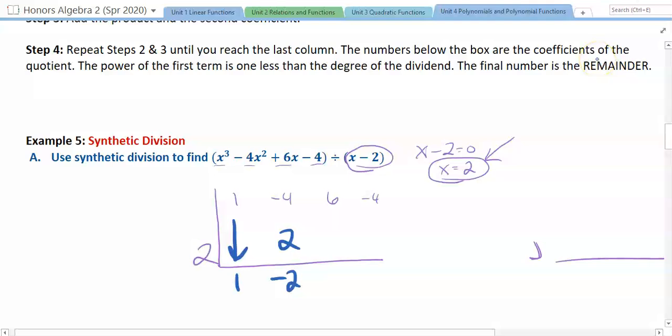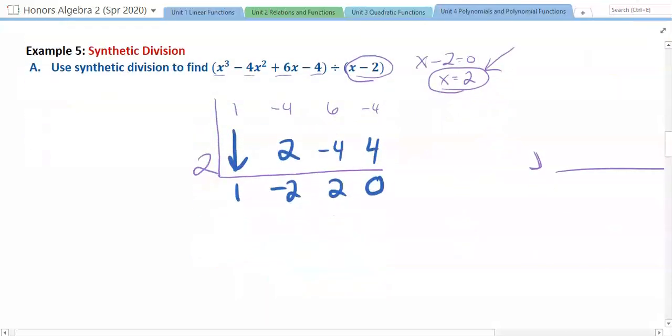So let's repeat the steps before we get to the rest of this instruction. So 2 times the negative 2 is negative 4. 6 plus negative 4 is positive 2. 2 times 2 is 4. Negative 4 plus 4 is 0. Okay, so now I've gotten all the way down to the end. The numbers below the box are the coefficients of the quotient. So we'll talk about that. So when we talk about the quotient, remember we're doing this divided by this. Well, think about this.